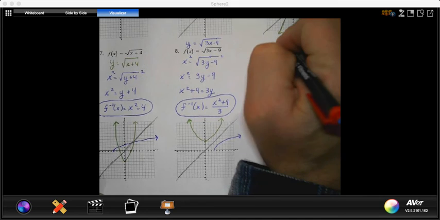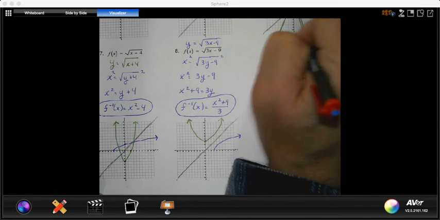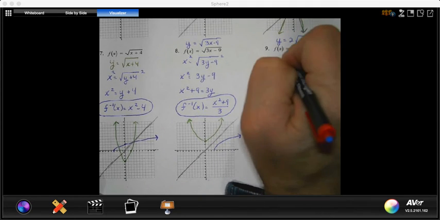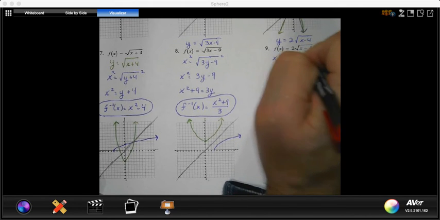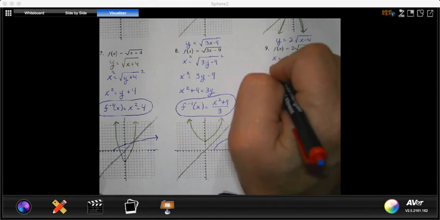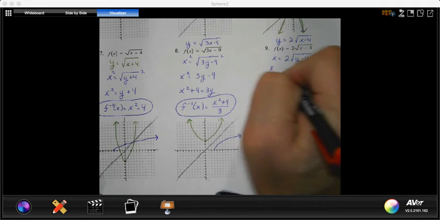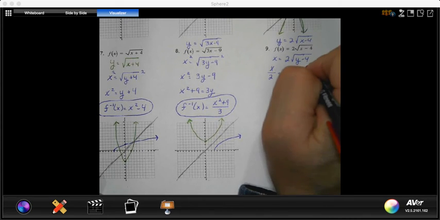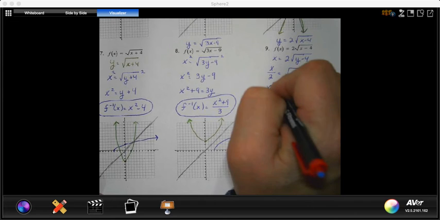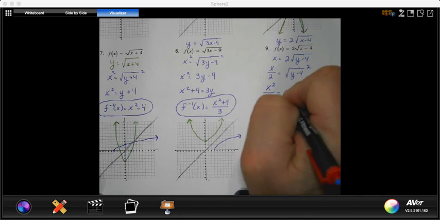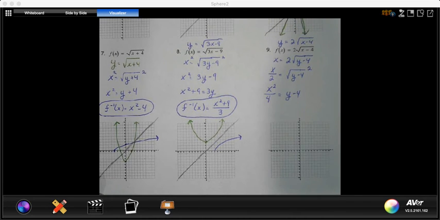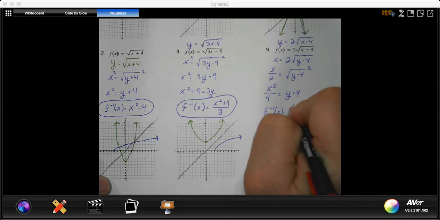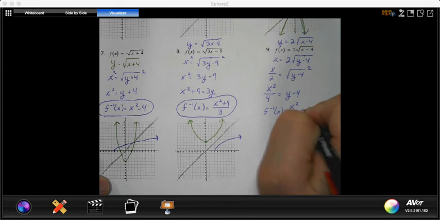Okay, we'll replace the f of x with y: y = 2 root x minus 4. Replace the x and y: x = 2 root y minus 4. Divide both sides by 2, so x divided by 2 is equal to root y minus 4. Square both sides, so that gives me x squared over 2 squared, which is 4, is equal to y minus 4. Now we're going to add 4 to both sides and turn it around. So the inverse of x is x squared divided by 4 plus 4.